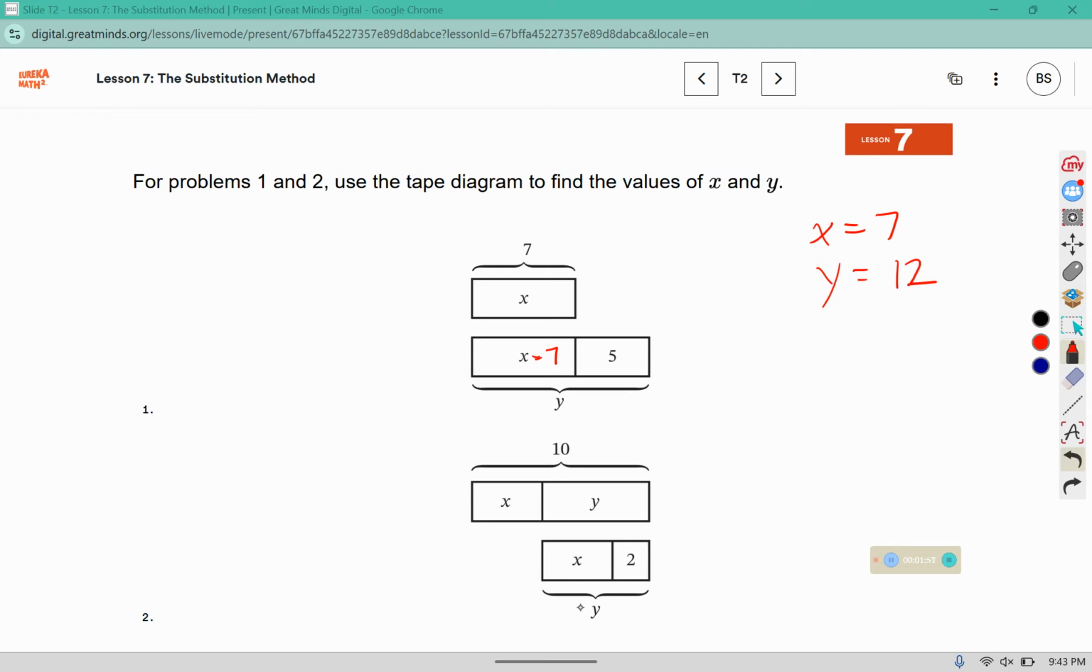For this one, y is an x plus 2. So this is an x and an x and a 2. So this is 2x plus 2 equals 10. So the 2 x's have to be worth 8. So each x is worth 4. And if x is worth 4, then y has to be 4 with a 2, so 6.